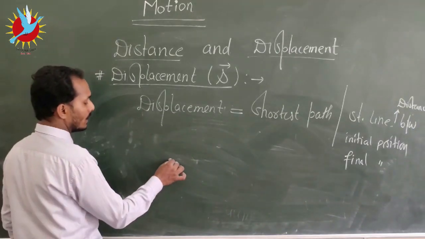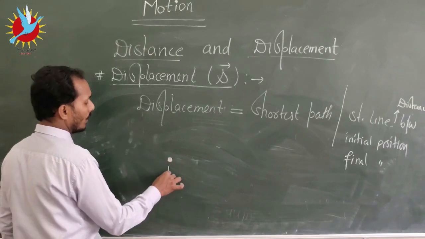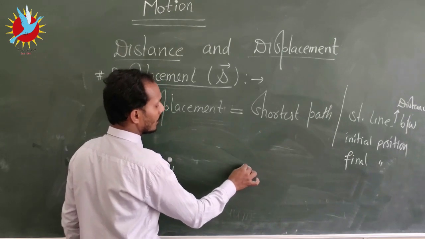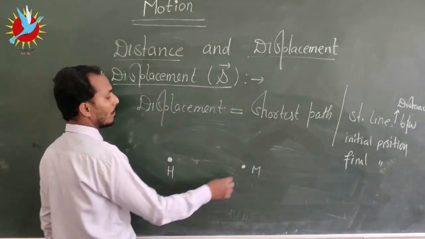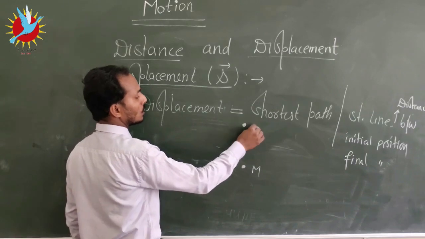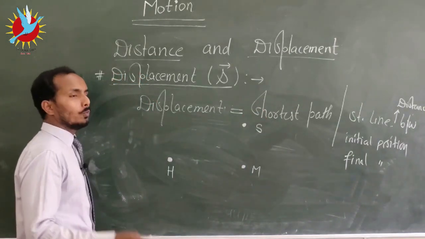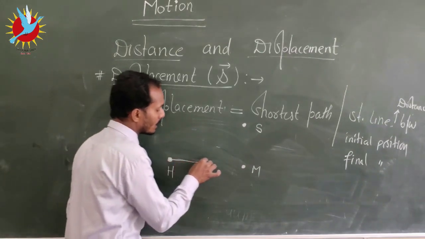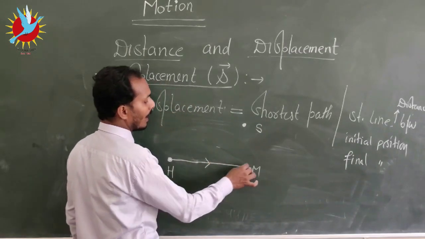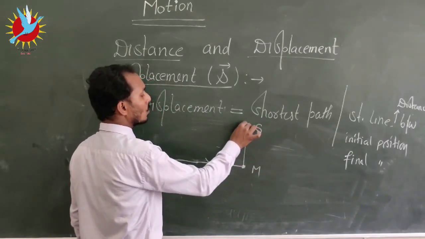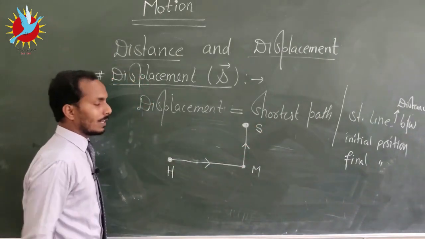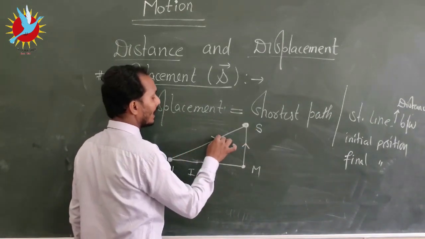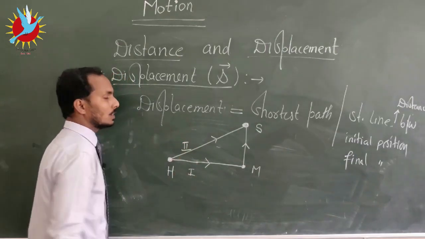Suppose this is the position of your home, this is the position of the market, and this is the position of the school. You want to go to the school. There are two paths. The first path is, firstly you go through the market, then go to the school. This is the first route, and the other route is the straight line path, which is the shortest path.